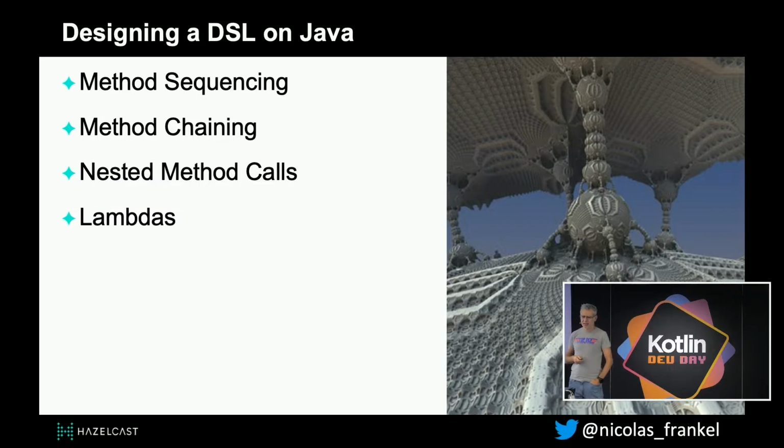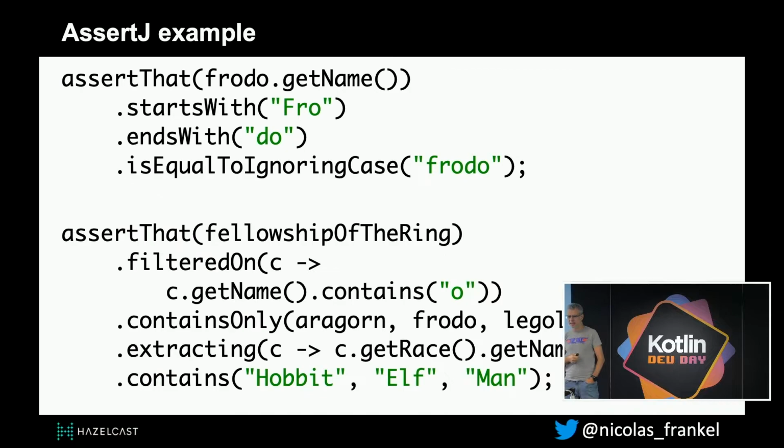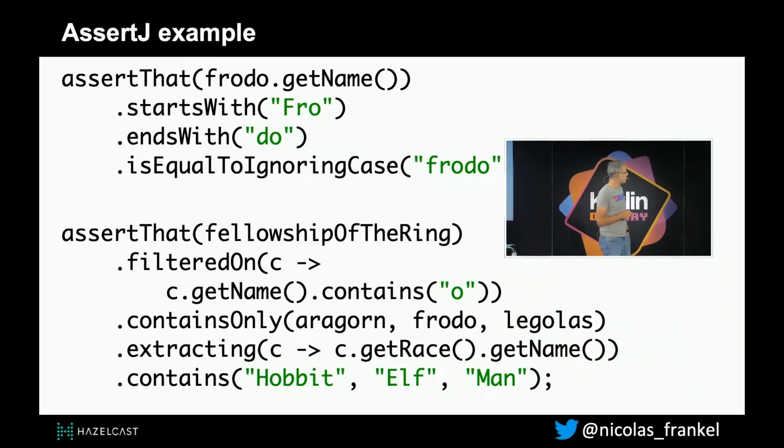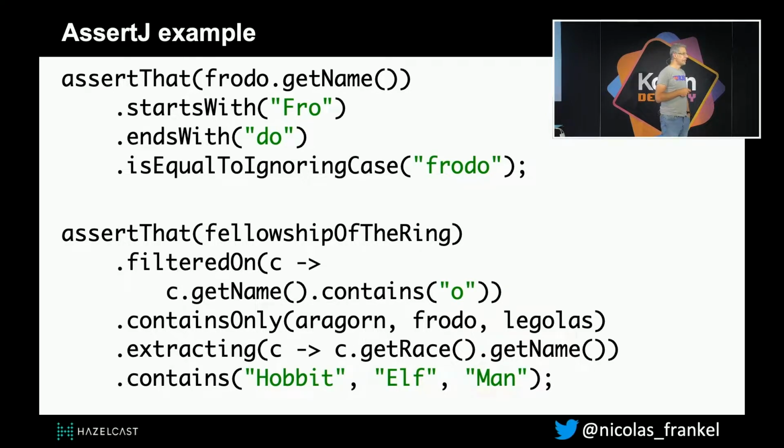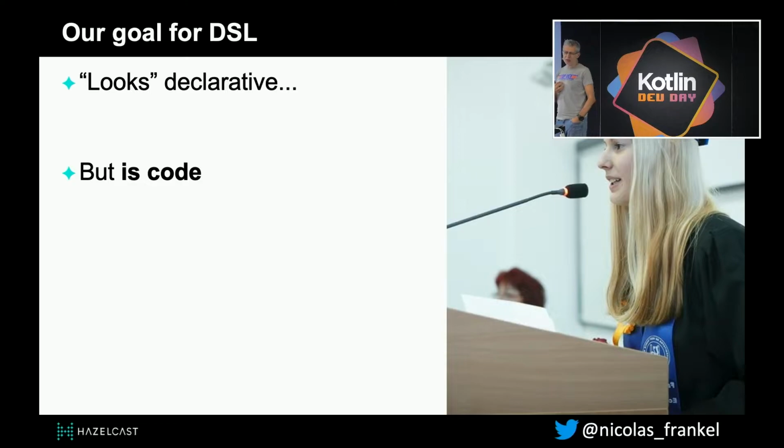So with method calls and lambdas. Here is an example for AssertJ. And you can see that we are using method chaining quite a lot. And it's good, but with the second example with lambdas, it doesn't read as fluent as we would like. So for a DSL, in my opinion, I have two goals. It should look declarative, but it's still code. So I can still use conditions, and I can still use loops and whatever.